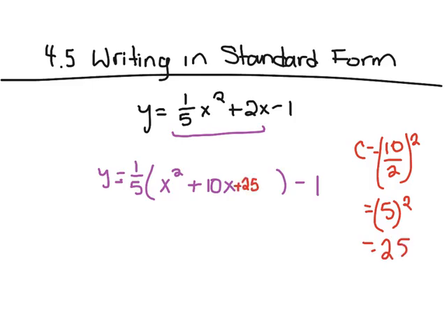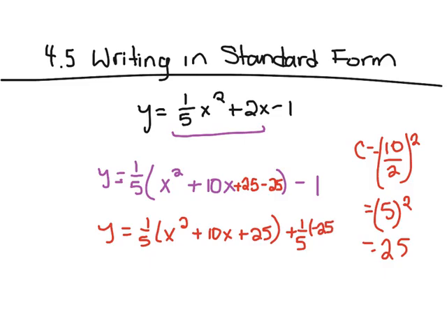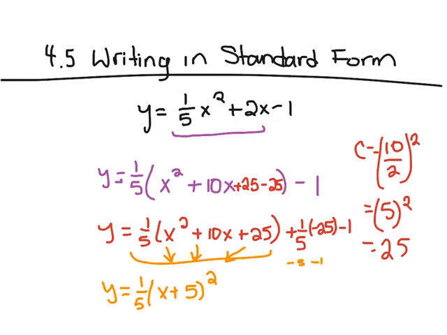So plus 25 minus 25. y equals 1/5(x squared plus 10x plus 25) plus 1 over 5 times negative 25 minus 1. Now we simplify this. y equals 1 over 5(x plus 5) squared, the square root of this, the sign of this, the square root of this. Negative 25 divided by 5 is negative 5, minus 1 is negative 6. So this is our final answer.